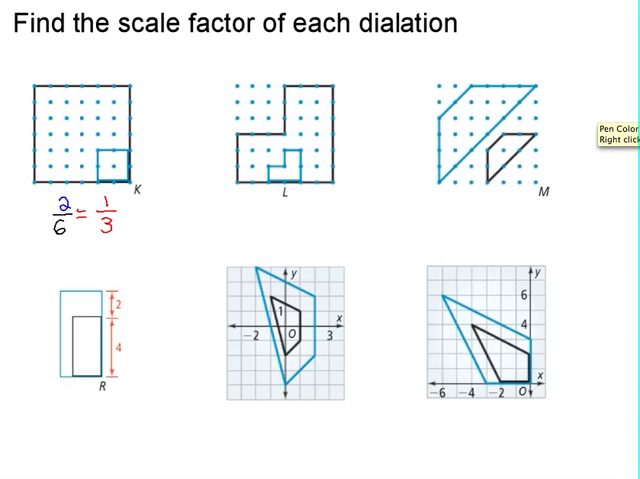Okay, so let's do the next one. Count the number of sides. You can pick any side, it doesn't matter. So there's 2 spaces again there. Just make sure that you're matching up the corresponding sides. Okay, that one again is 2, 6, and when you reduce it, you're going to get 1/3 again.